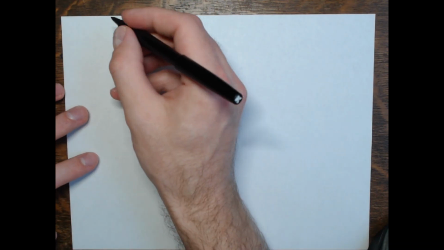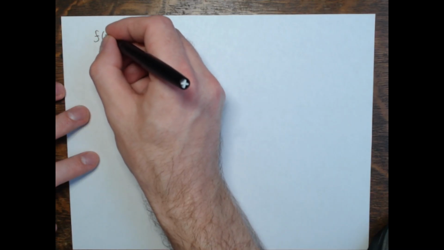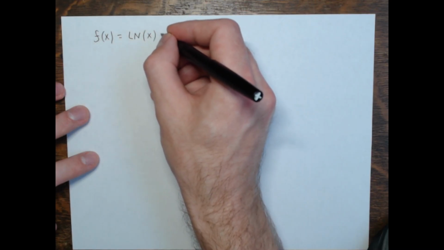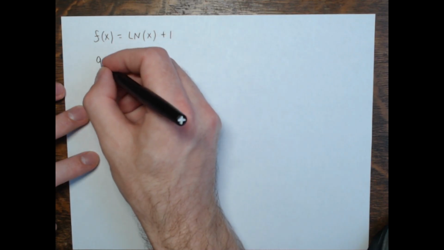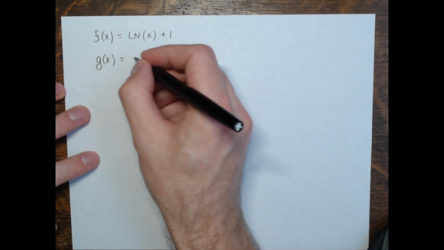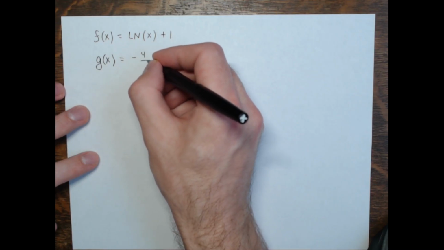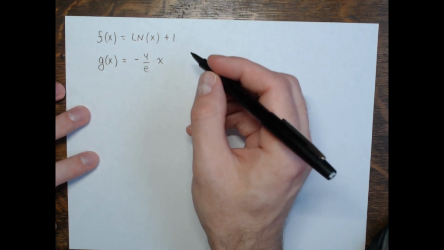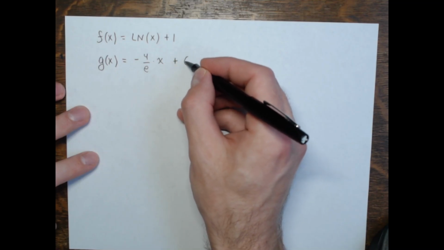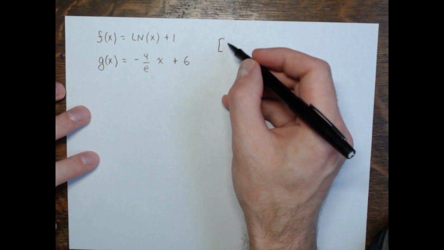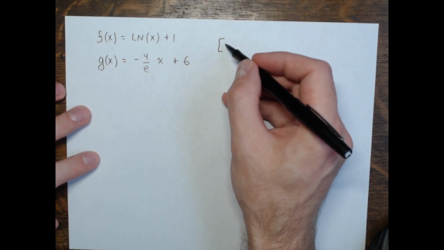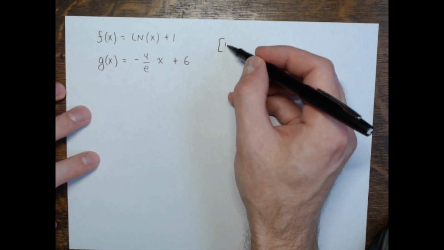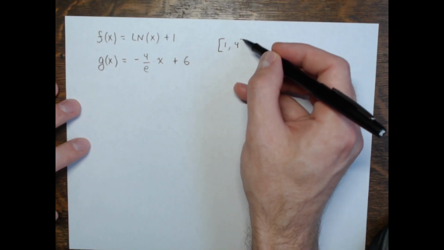polynomial functions. But my graphs here, f of x equals the natural log of x plus 1, g of x is negative 4 over e times x. So that's the slope of the line, some weird slope there involving e, plus 6. And we're on the interval. They're asking us to find the area bounded between these curves, between x equals 1 and x equals 4.